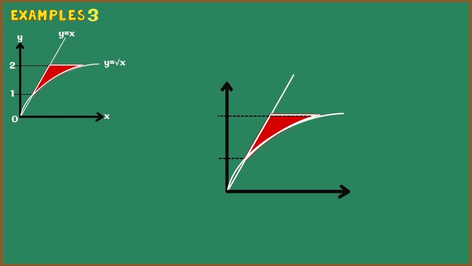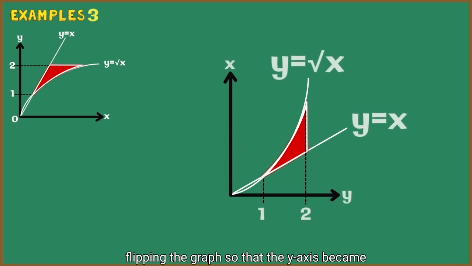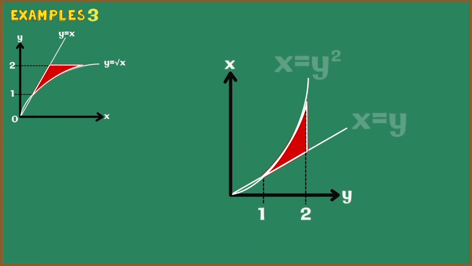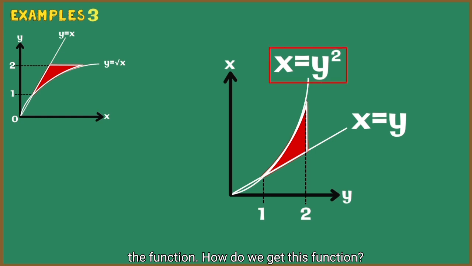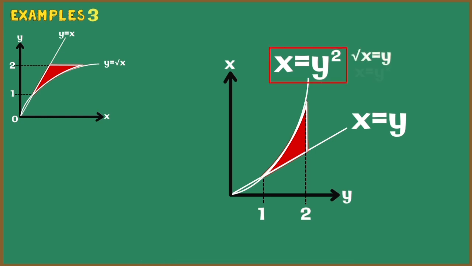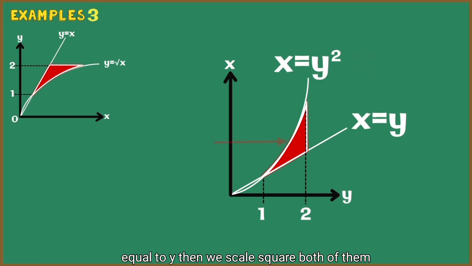Okay, let's make it familiar by rotating and flipping the graph so that the y-axis becomes the horizontal axis. So we flip the graph and we also need to flip the function. How do we get this function? Well, because we have the original, which is square root of x equal to y, then we square both sides, and we get x equal to y squared.